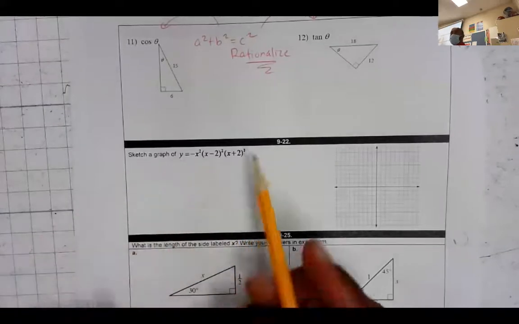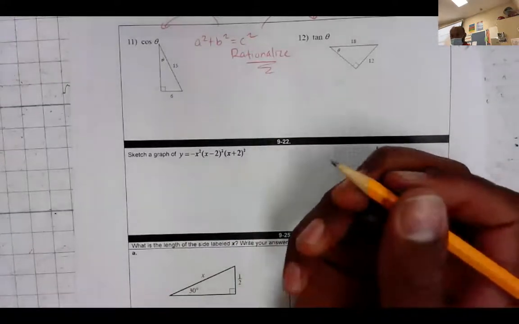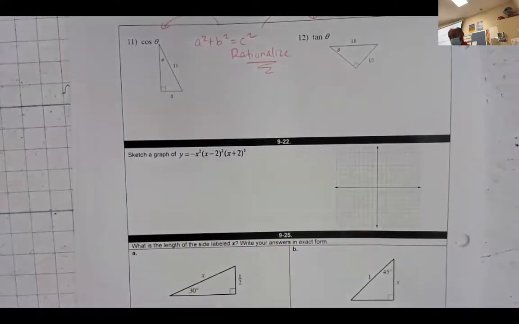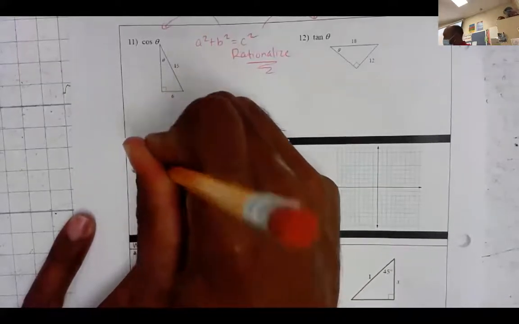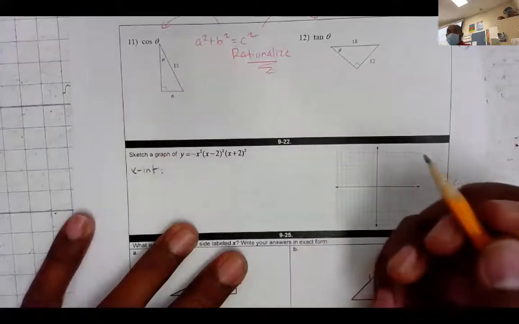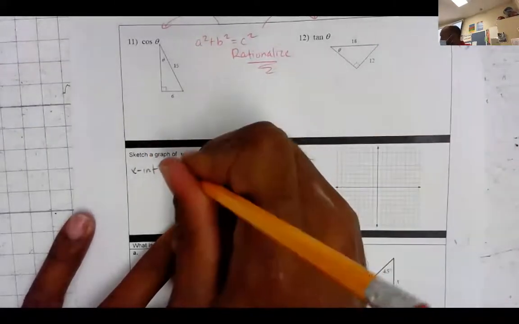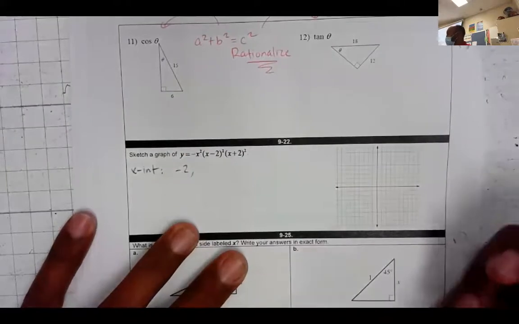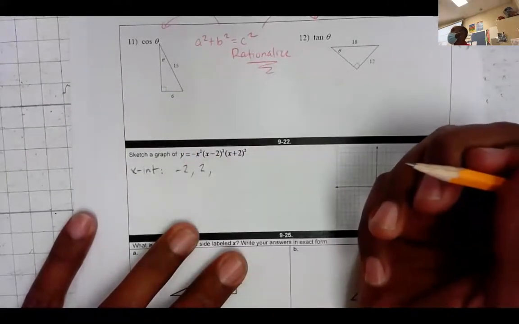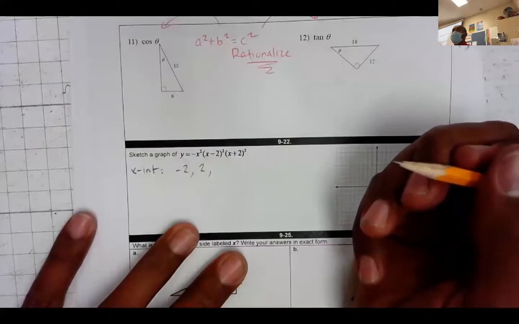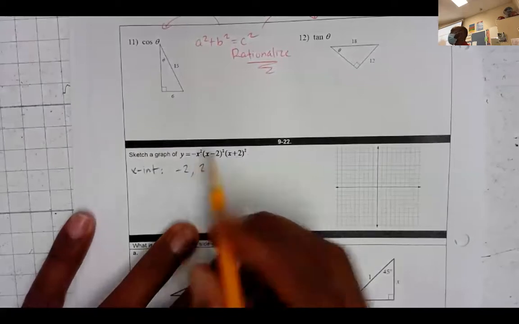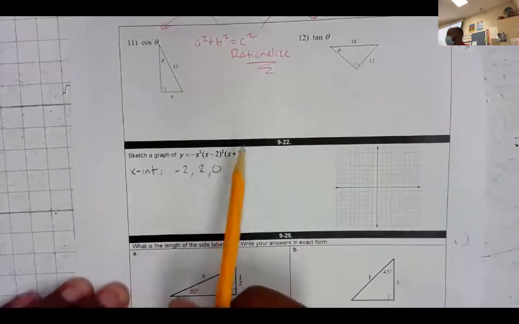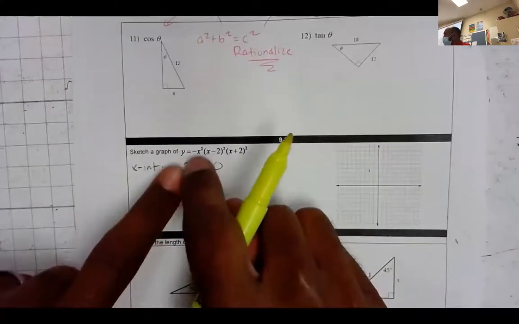Okay, we have to figure out the roots. So first of all, what are the roots? What are the x-intercepts? Pablo, what's one of them? Okay, you got -2. What's another root? Okay, +2. Diego, what's the last one? Well, I have 2 and -2. That came from these two, but what comes from x squared? 0.